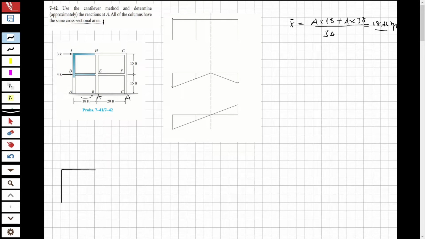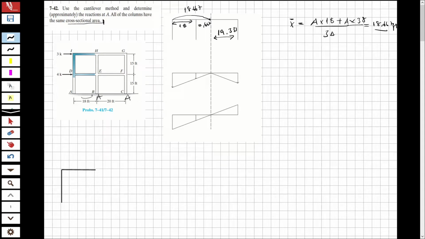So this length from that point to that point is 18.667, and this is 18, and here is 6.667, and this length is 19.333, I guess.